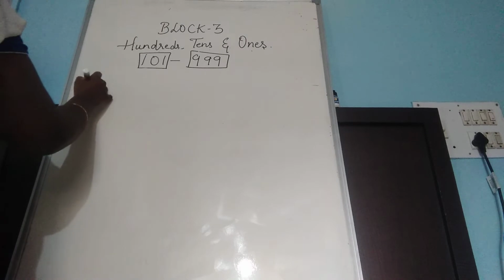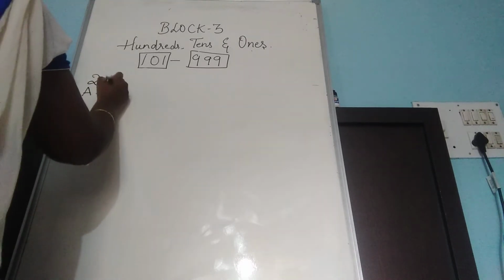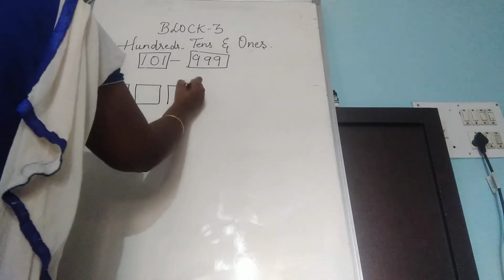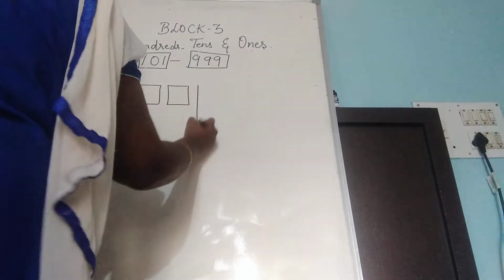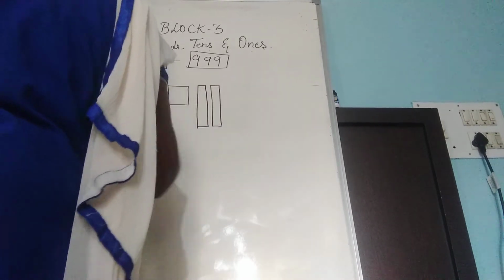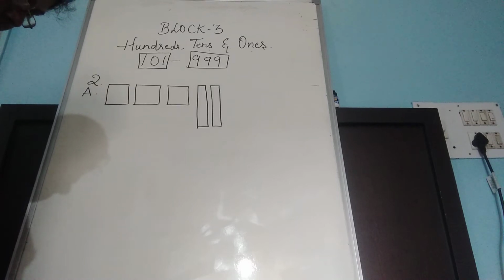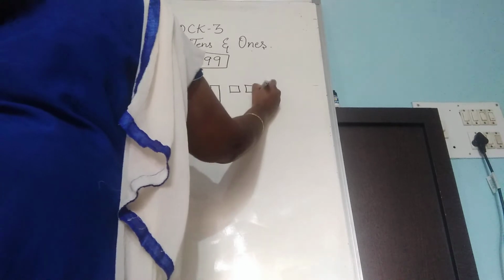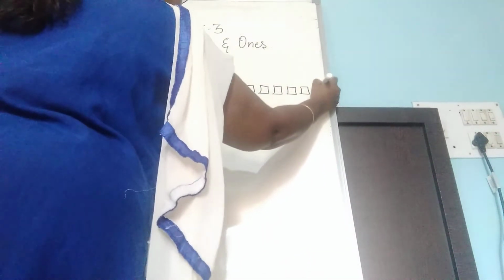Let me write the question for you, children. This big square, you have 3: 1, 2, 3. And the long rectangle bar, you have 2. And the small squares, you have 7: 1, 2, 3, 4, 5, 6, 7.